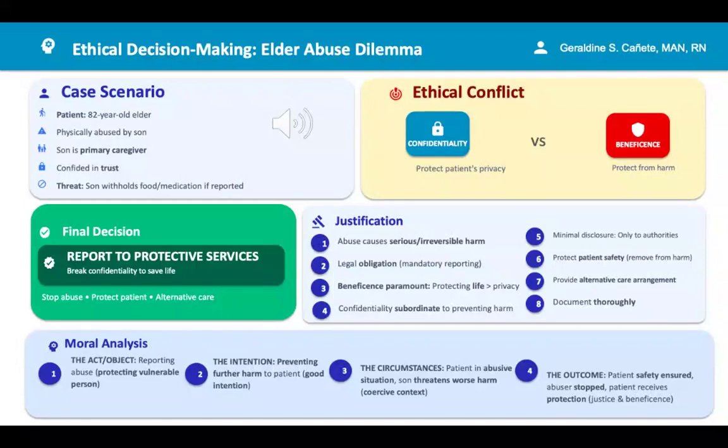Now, I want to ask you, do you agree with this justification? Why or why not? What do you think are some potential risks and benefits of reporting the abuse? What are some alternative courses of action that could be taken in this situation?